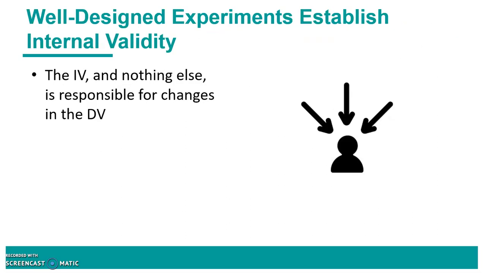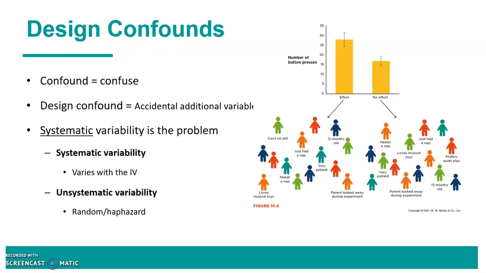Internal validity, basically, if an experiment has internal validity, which it can, then the IV and nothing else is responsible for changes in the DV. Okay, the blame is squarely on the IV, which is what you want. Okay. All other factors have been controlled for. There are instances in which things can go wrong, in which experiments were not designed properly, and that's when you have confounds.